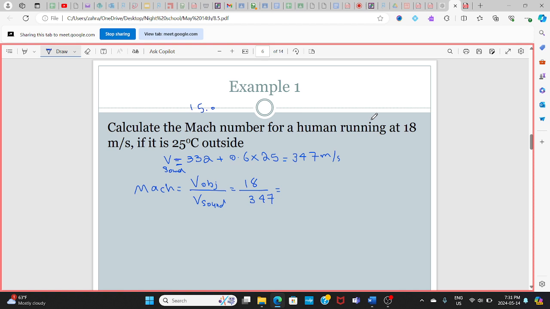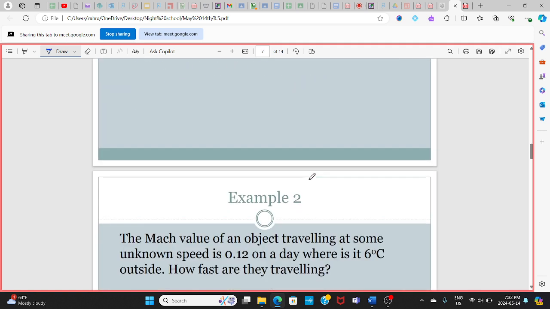Okay, so it's 18 divided by 347, which is 0.052. That is a very small number. It's not even close to 0.1, right?